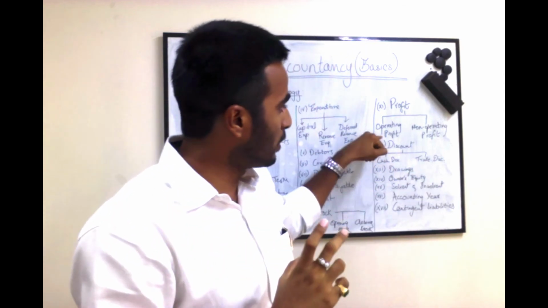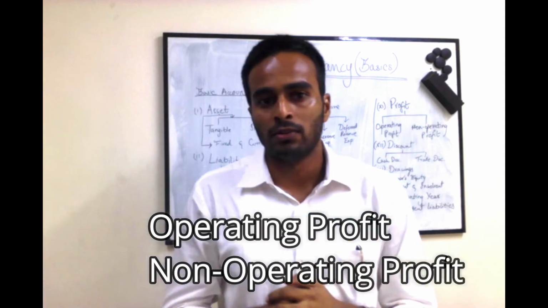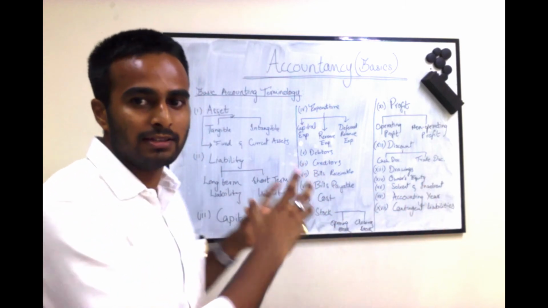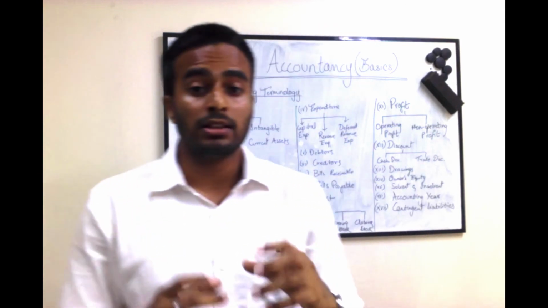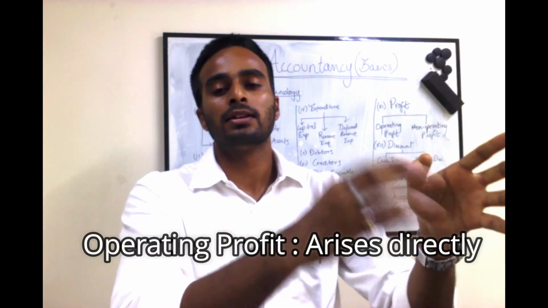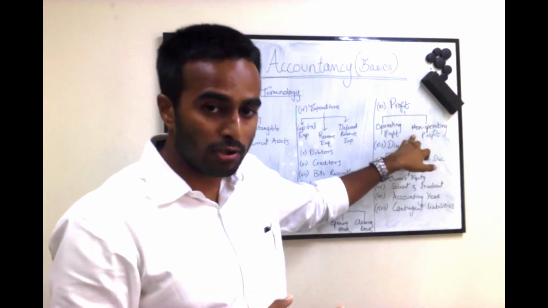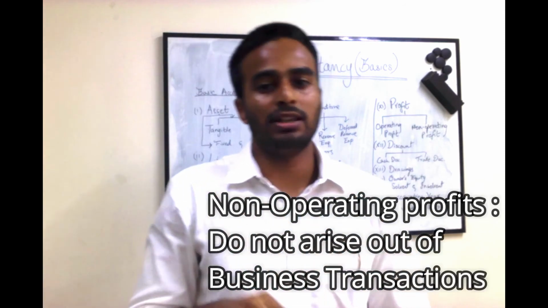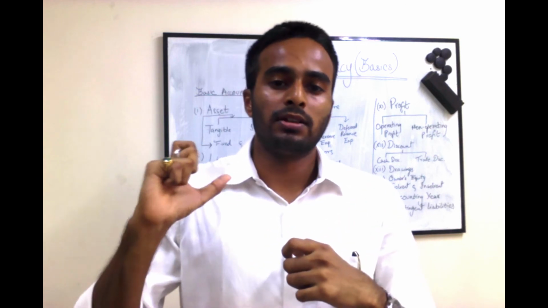Okay. In profit also we have two kinds. One is operating profit, one is non-operating profit. What is operating profit? As I told you, we always have classifications in this. Operating profit is nothing but the profit which arises out of the business transactions, purely business transactions. When I say non-operating profit, it does not arise out of business transactions. The best example is हमने machinery खरीदा है, but my business is to sell phones. But at the end of the day, I sold the machinery for some reason.